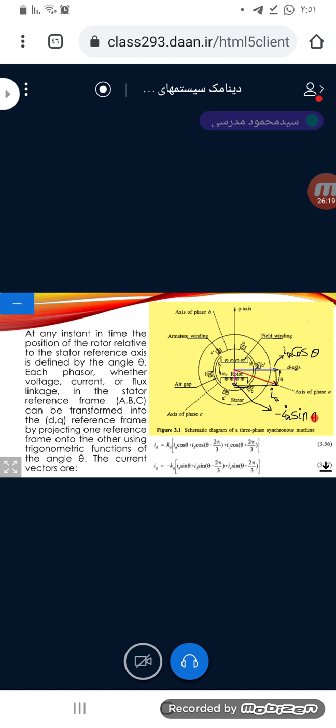And so, if you see the equation, this is IA cosine theta on the d-axis, and this is minus IA sine theta on the q-axis. Okay.